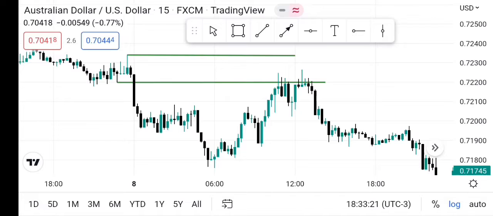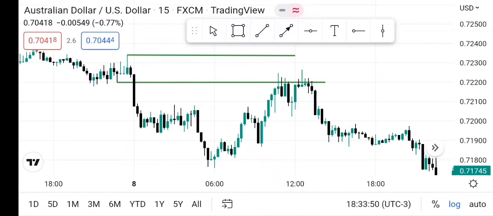Take a look at this. You see how price reacted to that level, because that is a proper swing. That is a proper swing low. Now, whenever the market gets to a swing high or a swing low, there is always going to be a reaction. Okay.